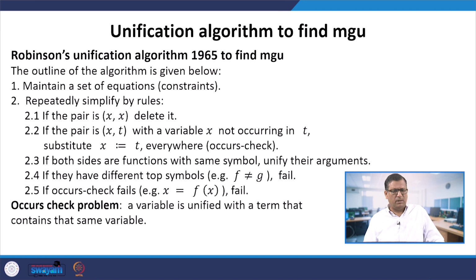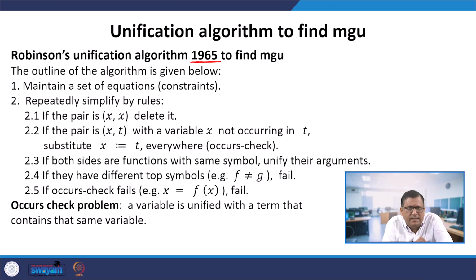The outline of the algorithm was given by Robinson in 1965. First, we maintain a set of equations. These are the constraints, and we repeatedly simplify them by the following rules. Rule 2.1 says that if we ever arrive at a pair X X, meaning they are identical, we remove it. If we have a pair X T with a variable X not occurring in T, then we replace X with T, that is, X is assigned T everywhere. This is called the occurs check. We call the occurs check successful here at 2.2.